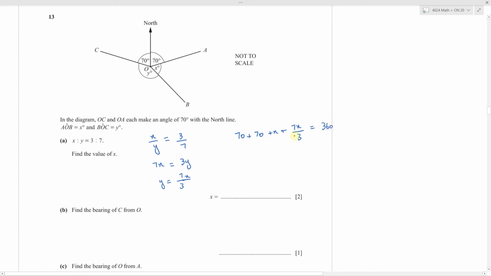So now we can solve and find the value of X. This will be 140. And here the LCM will be 3. This will become 3X plus 7X equals 360, and this I'll bring 140 to this side. This will be 10X over 3 equals 360 minus 140, which is 220, and X will be equal to 220. This 3 will be multiplied, and this 10, when I take it to the other side, will go in the denominator. This 0 and 0 cancel out. 22 times 3 will be 66. So the value of X here is 66 degrees.